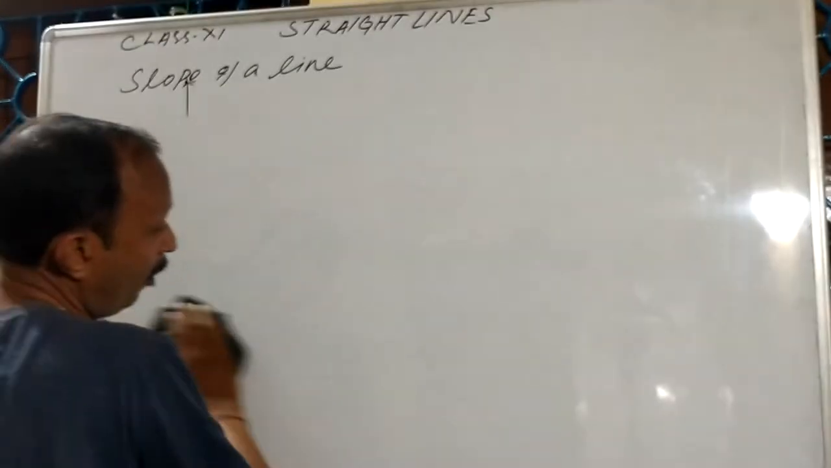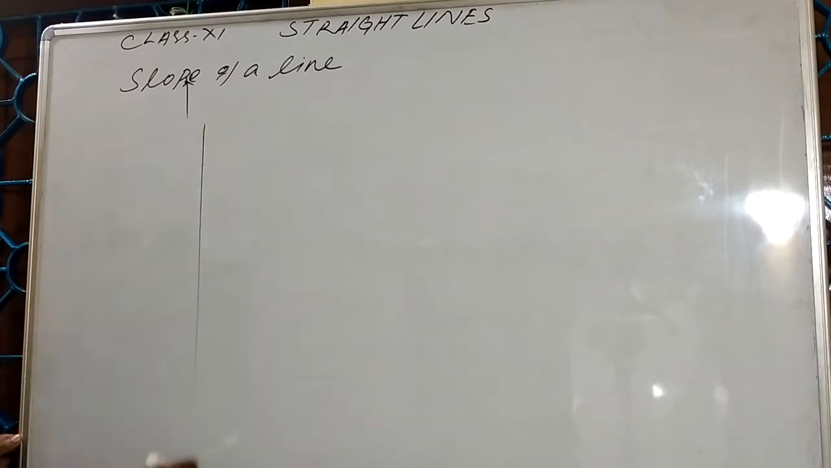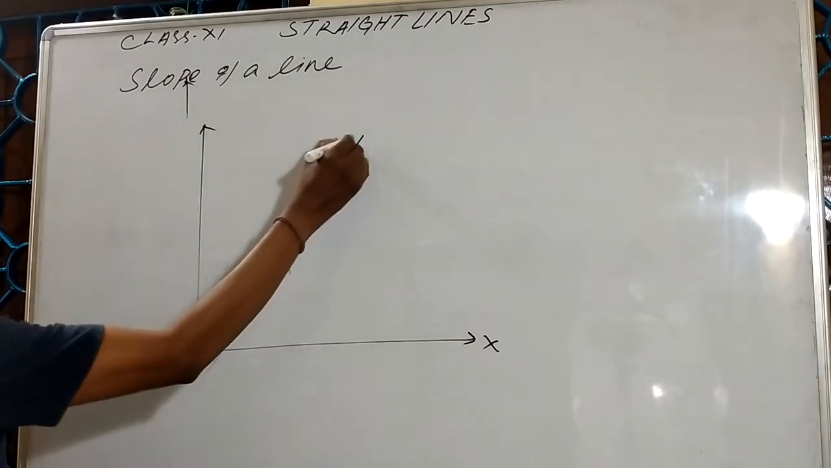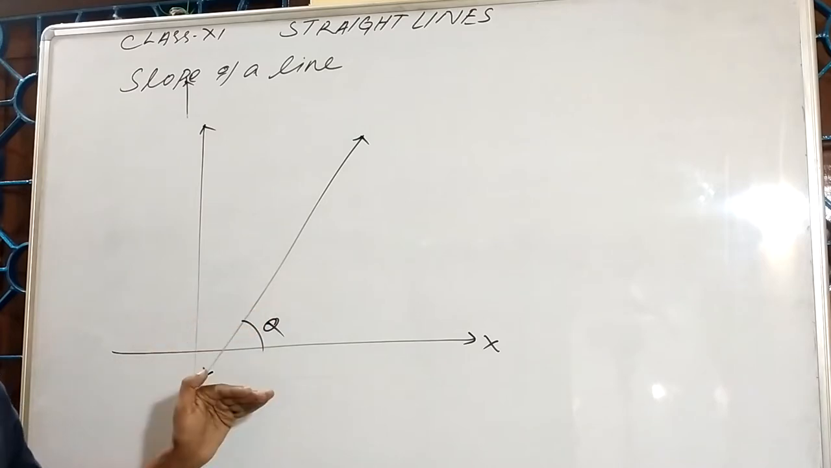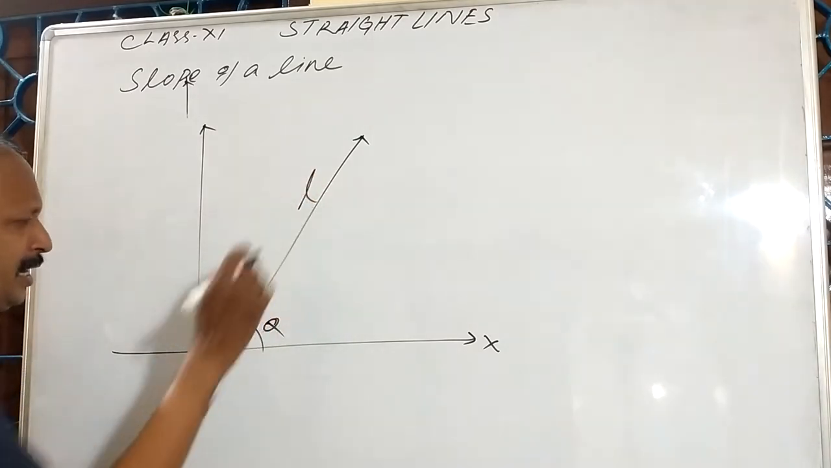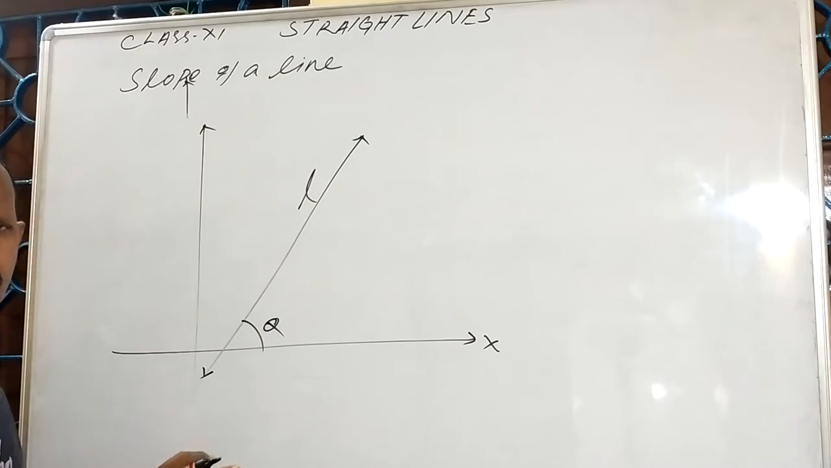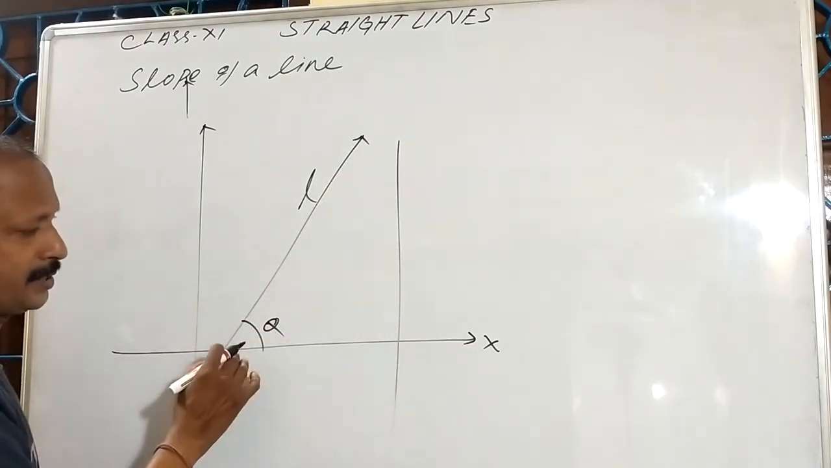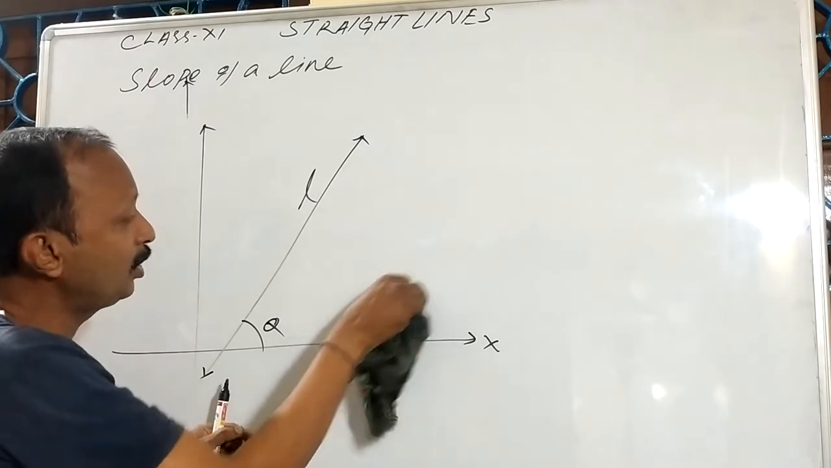Now, how to find the slope of a line? How to find the slope of a line? This is the line L, which makes angle theta. That means theta is said it is the inclination of this line. Suppose this line is parallel to x-axis. That means the inclination will be 0. At the same time, if this line is perpendicular to the x-axis, its inclination will be 90 degree.